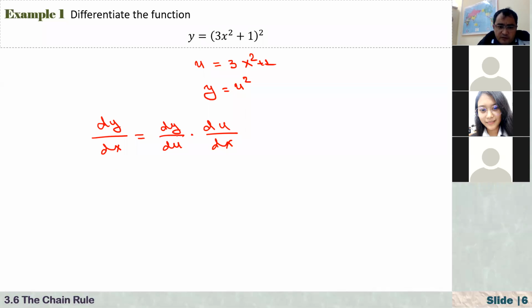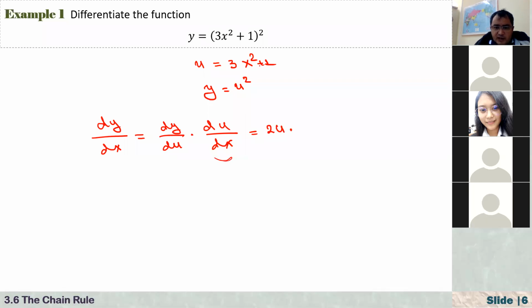So the rate of change of y with respect to x is simply the product of the rate of change of y with respect to u times the rate of change of u with respect to x, which is equal to, if you differentiate y with respect to u, 2 times u, and u with respect to x, that's equal to 6x, since the derivative of 3x squared plus 1 is 6x. Now if I express everything in terms of x, 2 times u, where u is 3x squared plus 1, times 6x, which is equal to 12x times (3x squared plus 1).